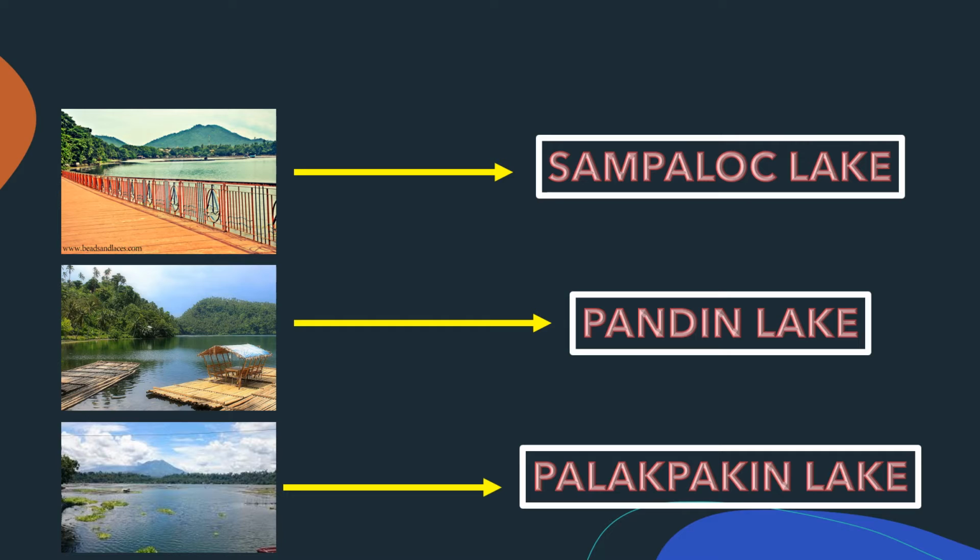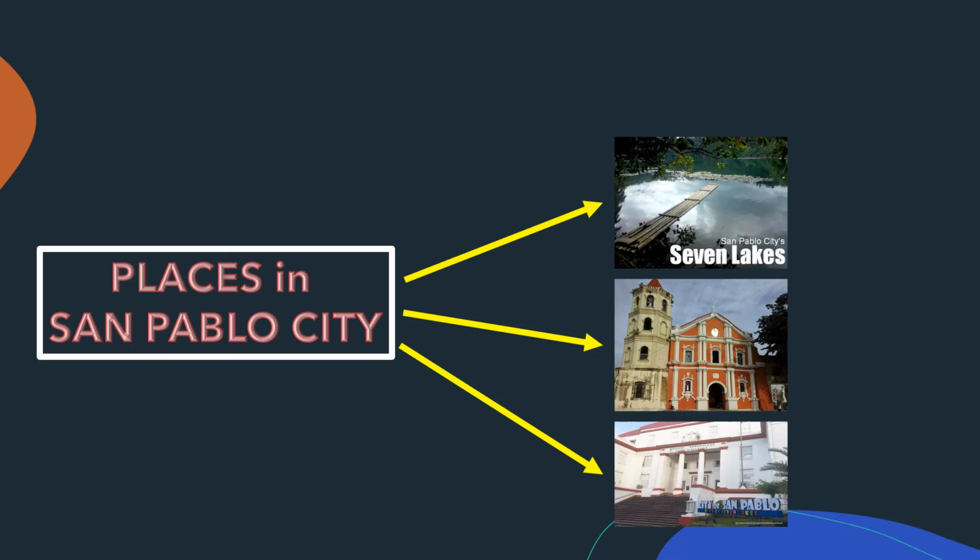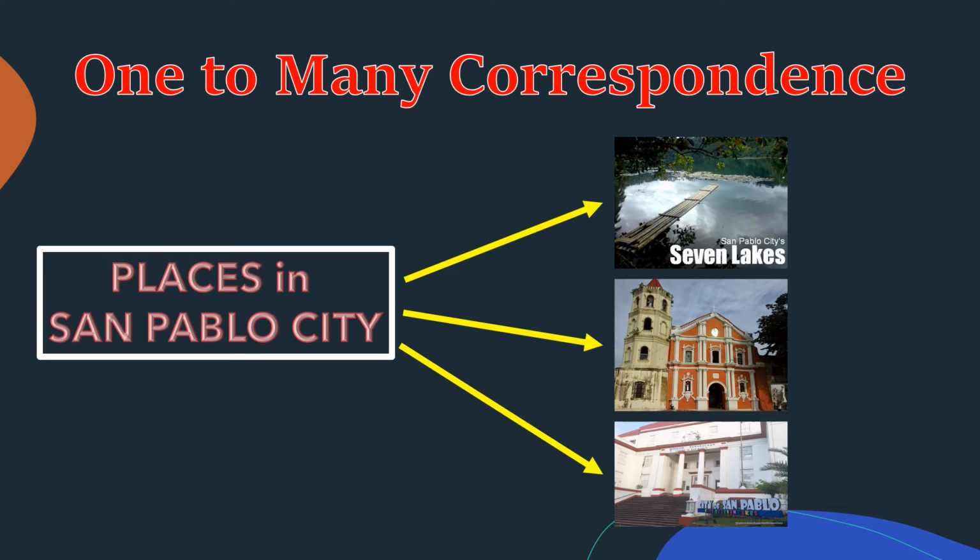The next example is where each domain corresponds to only one range, and that is called one-to-one correspondence. In the next example, we have one domain that corresponds to three ranges, and that is known as one-to-many correspondence.